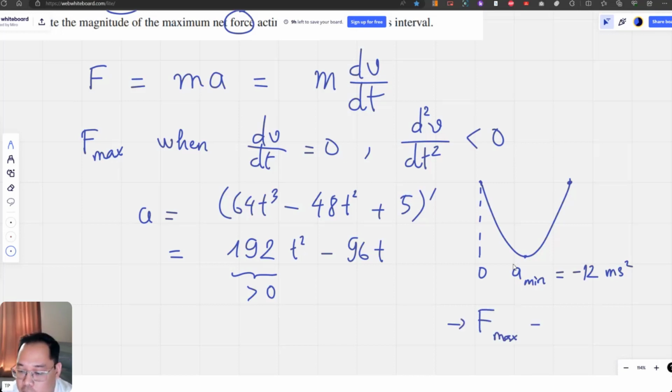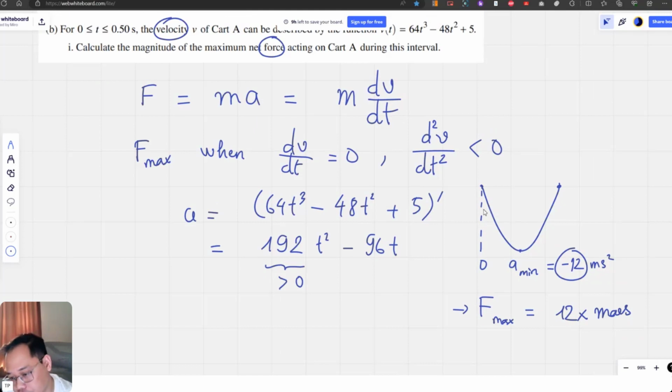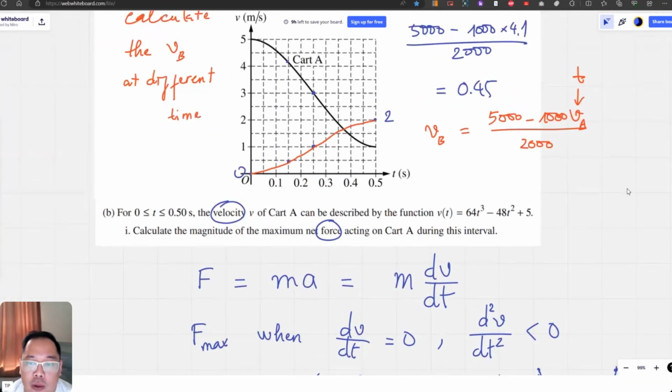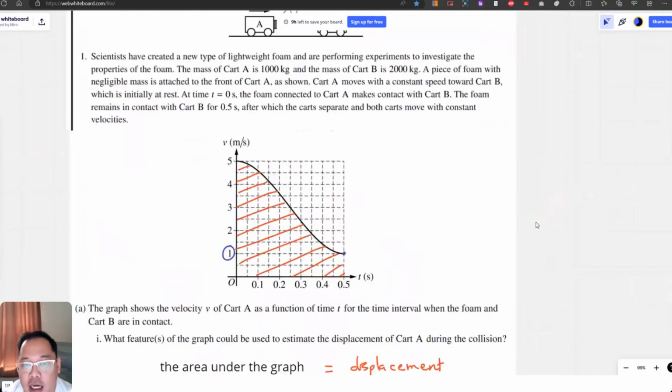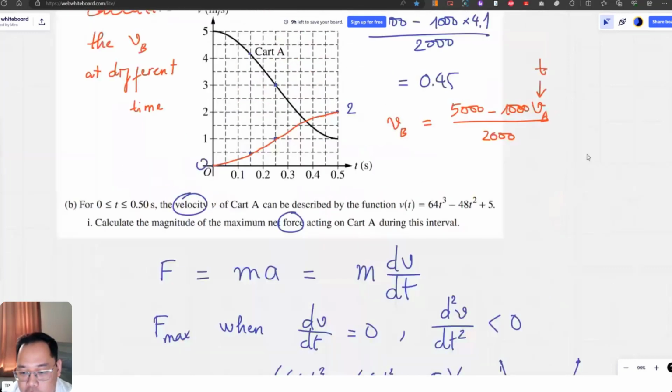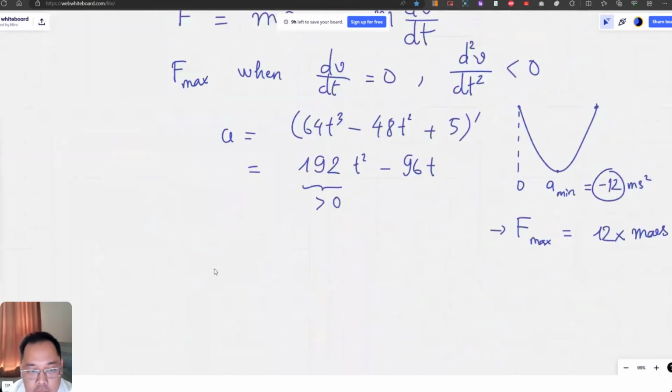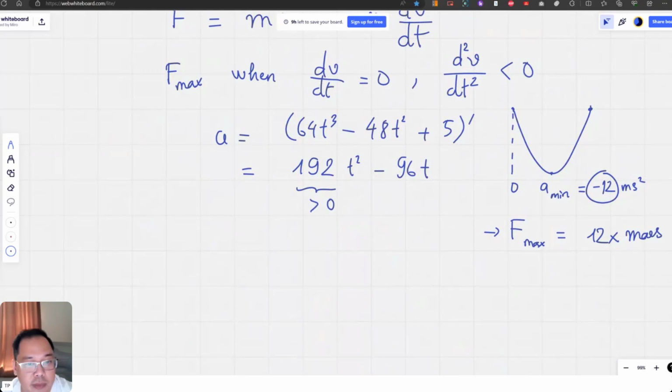opposite force, which is 12 here times the mass of the object. So anyway, we take this negative value to calculate the maximum force. That's just the opposing force acting on car A when it collides with car B, in the opposite direction. The collision.